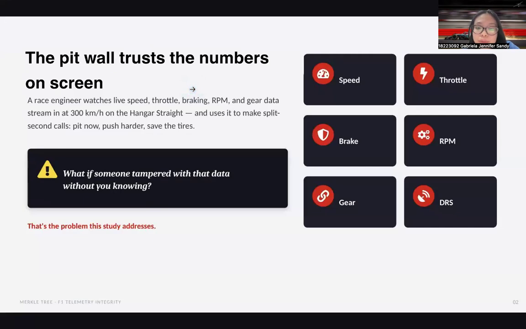So, the problem is Formula One telemetry is streamed wirelessly from the car to the pit wall in real time. And like any wireless transmission, it's vulnerable. An attacker could intercept the signal and quietly change a value, let's say making the speed lower than it actually is, and your engineers would have no idea. There is currently no widely studied cryptographic mechanism specifically designed to catch this kind of tampering in F1 telemetry. So this study proposes one.